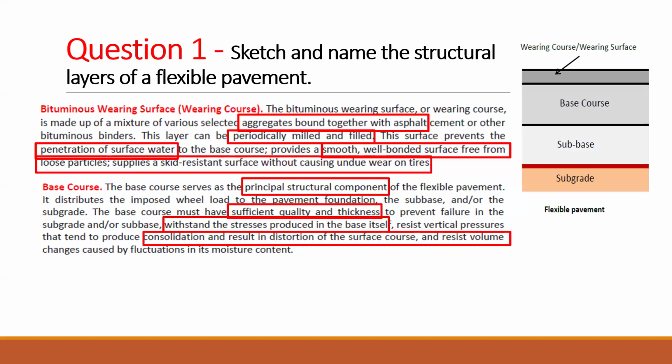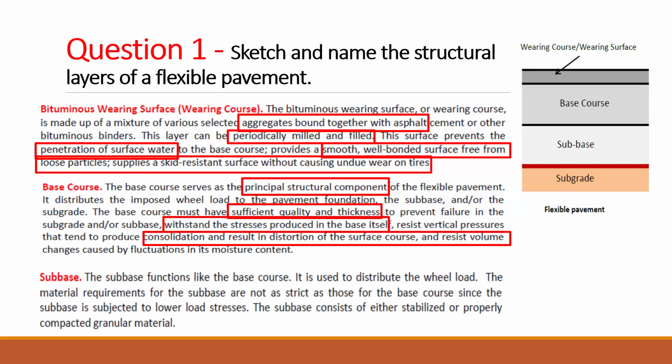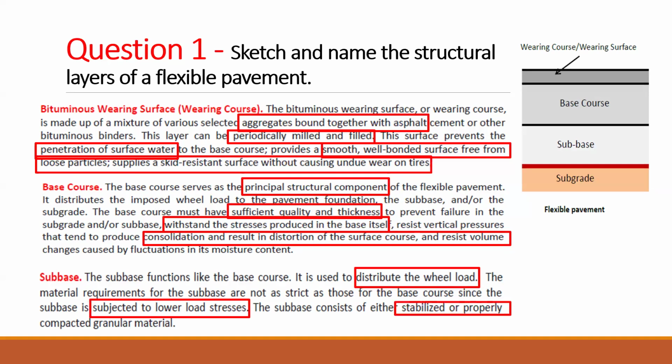If you look at the sub-base, it functions like the base course. It's the same as the base course, but it is used to distribute the wheel load. The material requirements for the sub-base are not as strict as those for the base course, since the sub-base is subjected to lower load stresses. So if you look at the stress distribution in flexible pavement, stress is distributed like this underneath the wheel, and you can see it is distributed grain to grain. So when you consider the sub-base, the stress is less compared to the base.